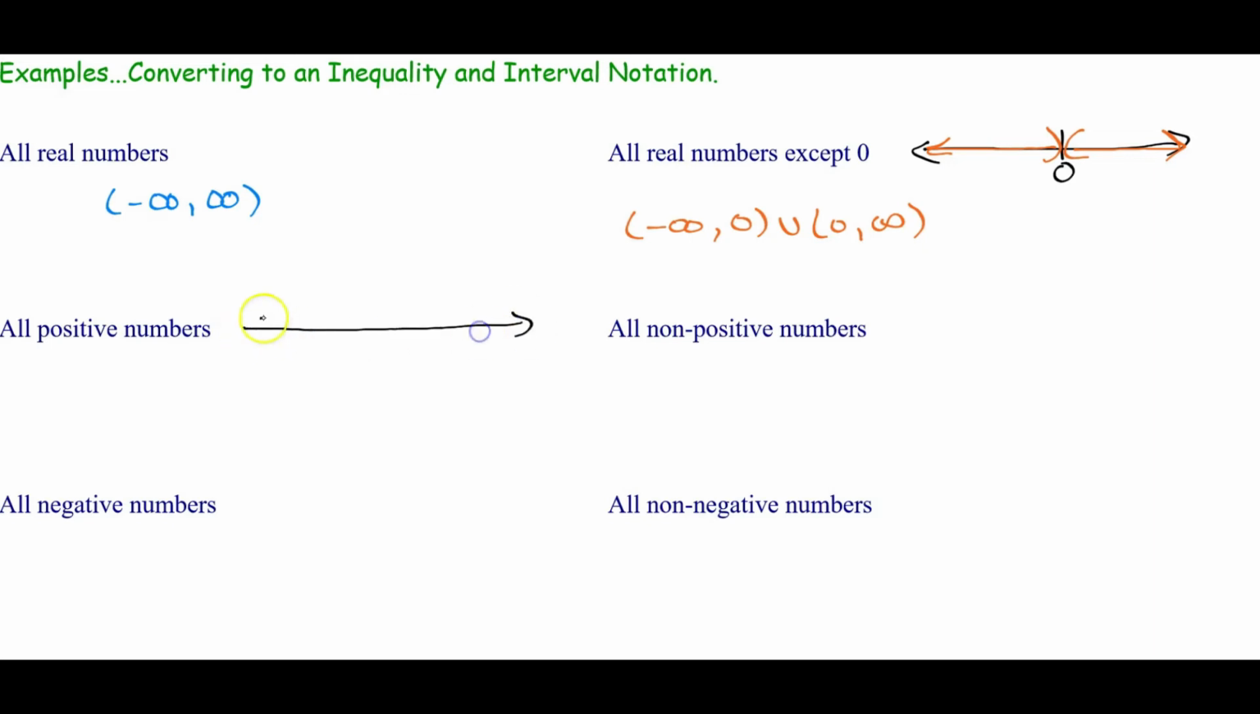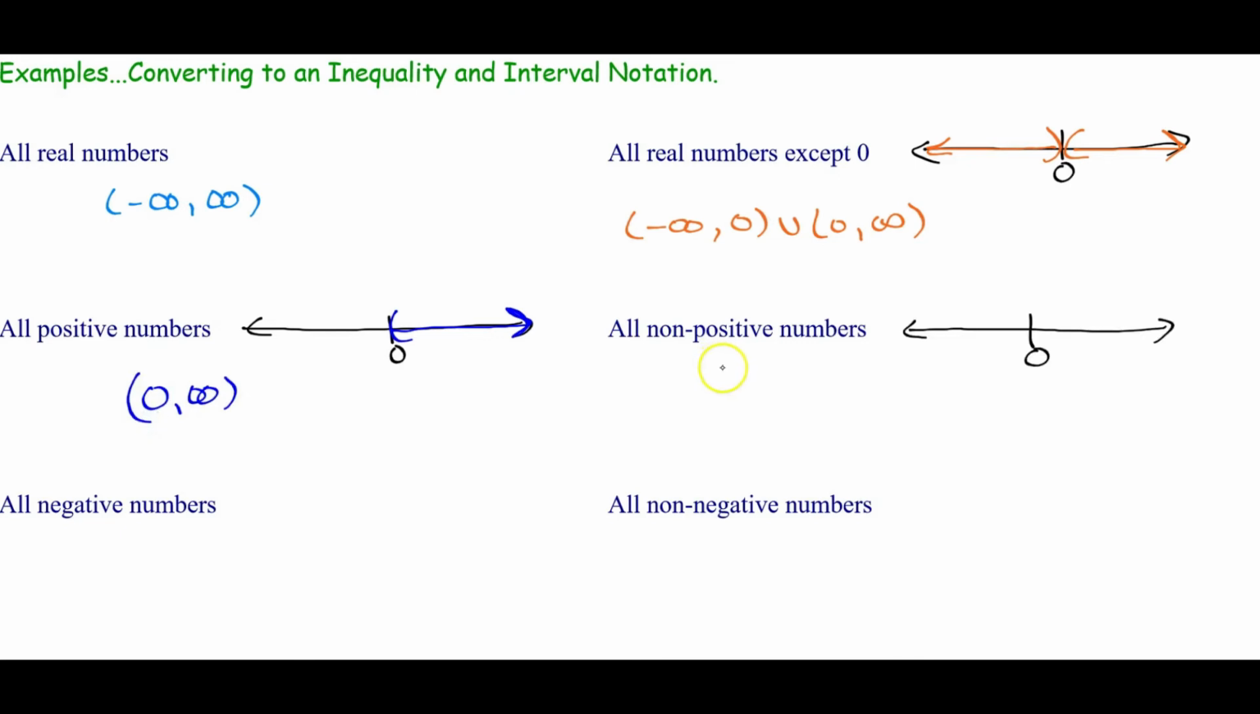If we want to say all positive numbers, we're going to say all the numbers greater than 0. Remember, 0 is considered a neutral number, so it's neither positive nor negative. So we're not going to include the 0, but we're going to include everything to the right of it. So in interval notation, it would be 0 to positive infinity and parenthesis on the 0.